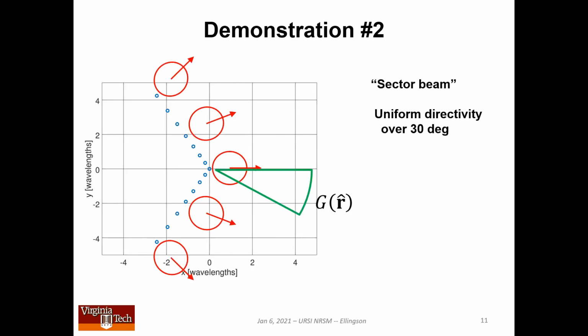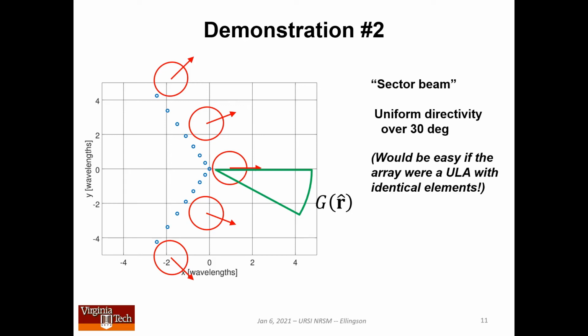For a demonstration of how the technique might work in a practical application, consider the second example. Here the array itself is unchanged, but now the pattern specification is the sector beam, indicated in green. The sector beam is uniform over the indicated 30-degree span and is 0 elsewhere. And of course, this cannot be achieved exactly since the array is finite.